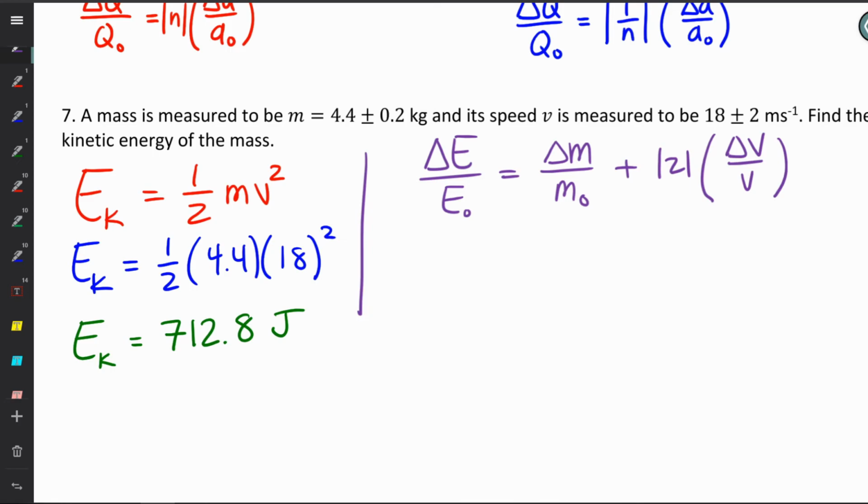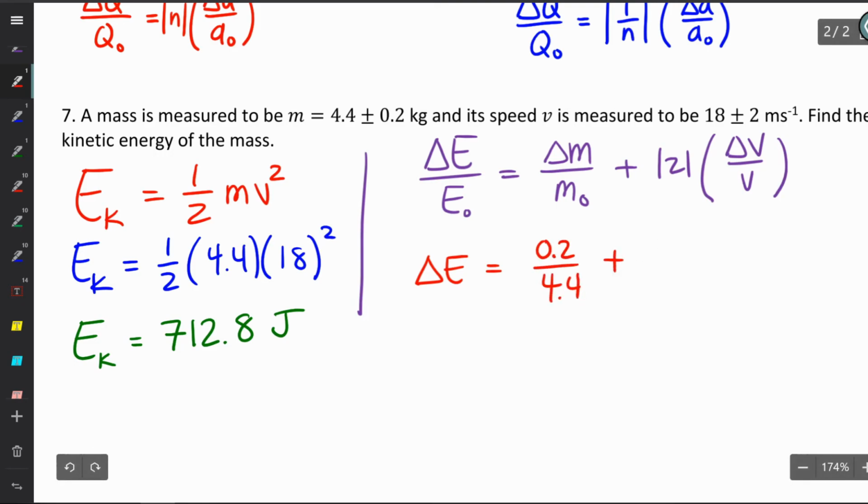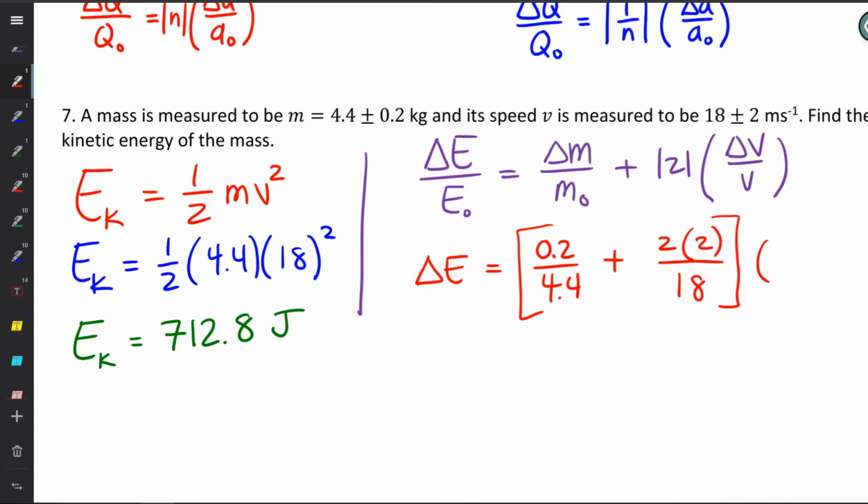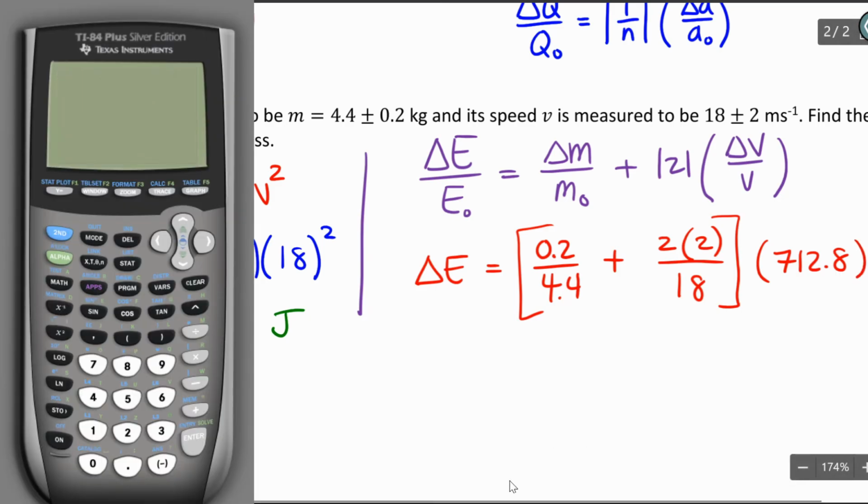Now we just have to plug the numbers into this. So here we go. So delta E is going to be equal to this fractional error. So we have 0.2 divided by 4.4 plus 2 times the absolute error of V divided by the best estimate of V, which is 18. And then that whole thing is going to be multiplied by E naught, right? We're just going to multiply the E naught to the other side. And so the E naught we calculated over here, which is 712.8.